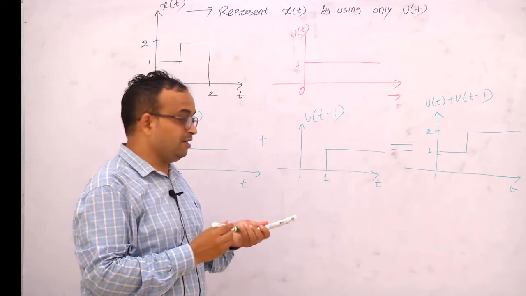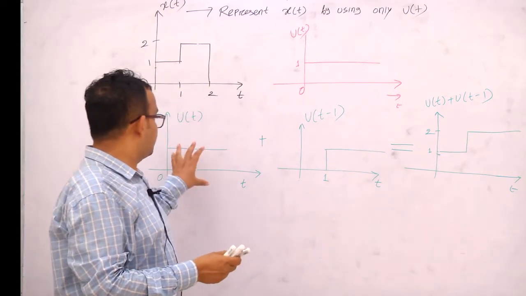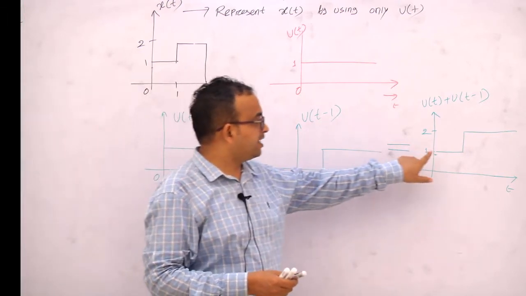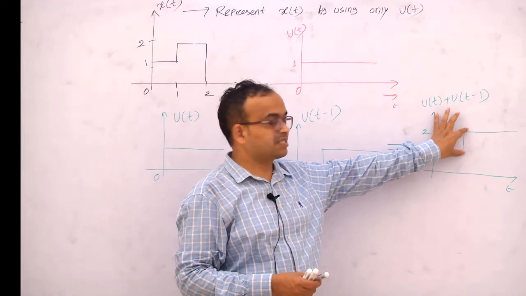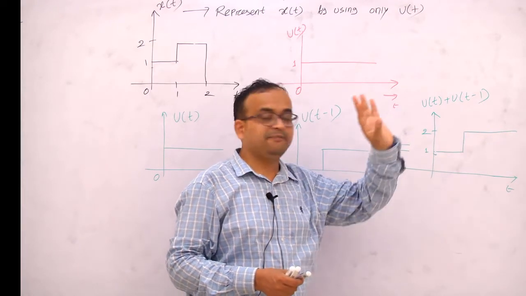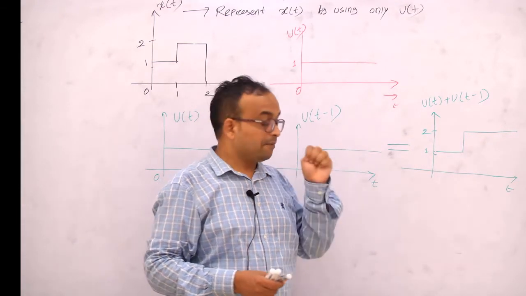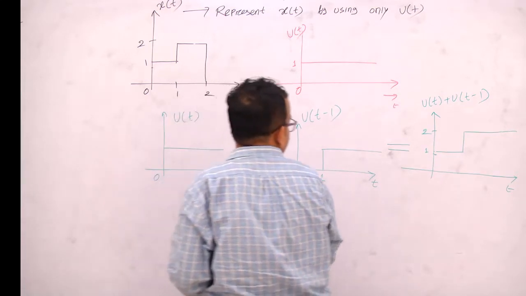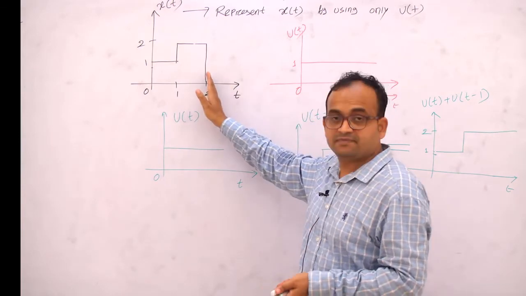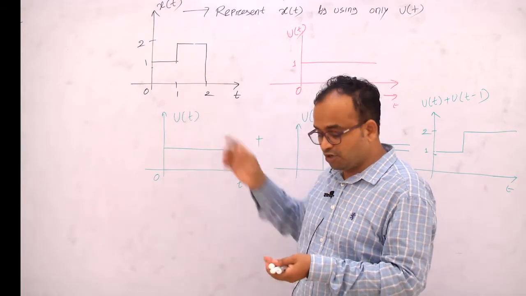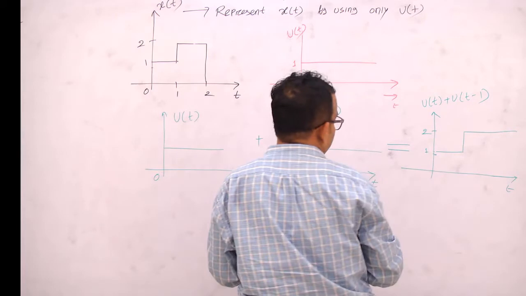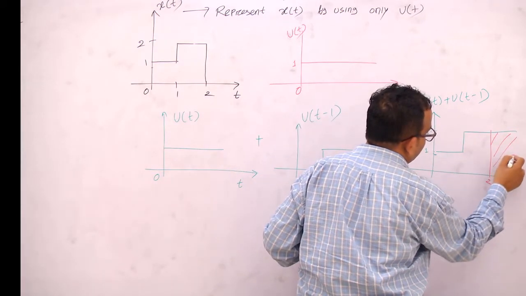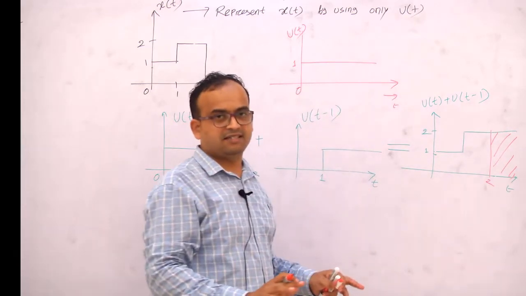We all know that this is u of t, this is u of t minus 1. After addition, this signal plus this one will go up to infinity, having the two amplitude. But what is our requirement? Our requirement is to stop the signal at t equal to 2. Means I have to stop at 2. I don't require these things. I don't want them. I have to stop there.